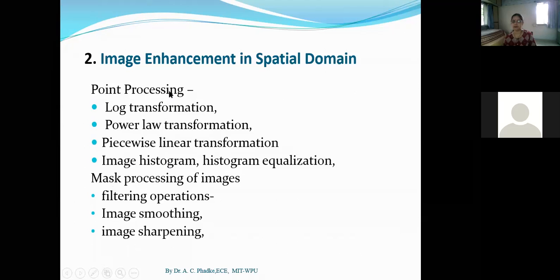Under point processing, we will be studying how we can process an image pixel by pixel. And we will look at various transformations like log, power law transform, and piecewise linear transformations. We will also be studying about image histogram and histogram equalization, and what the importance of the image histogram is. And under mask processing, we will be studying some image smoothing operations and image sharpening operations.